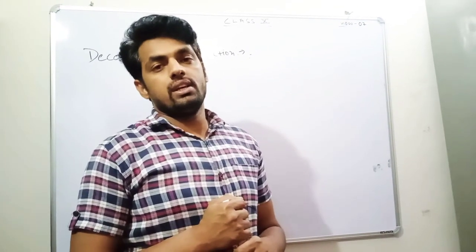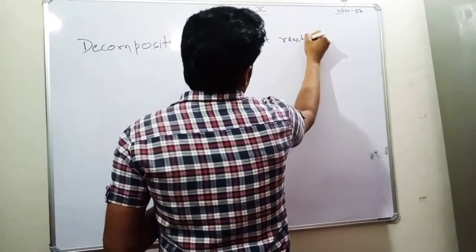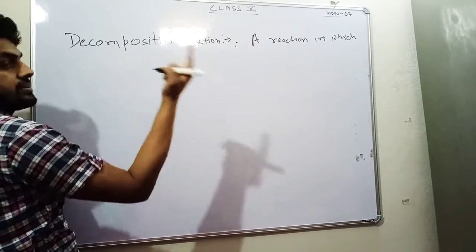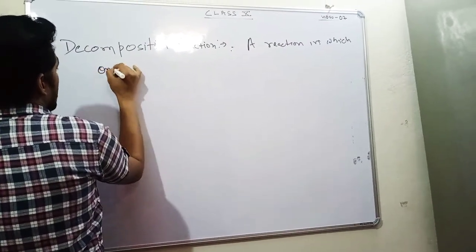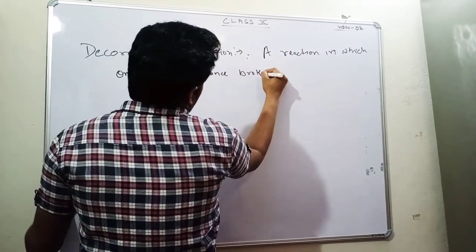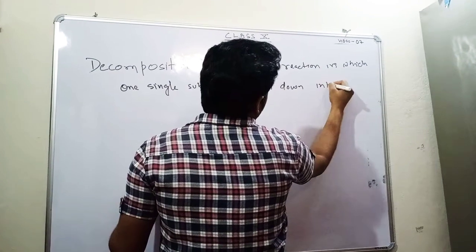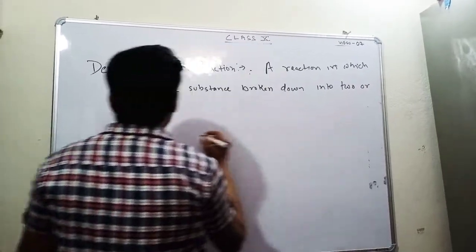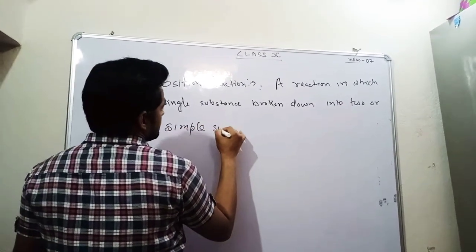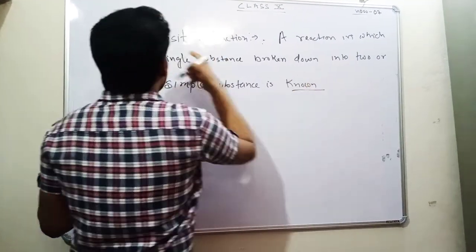How will we define it? A reaction in which a single substance is broken down, or split into, two or more simple substances is known as a decomposition reaction.